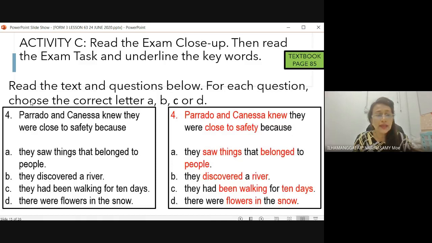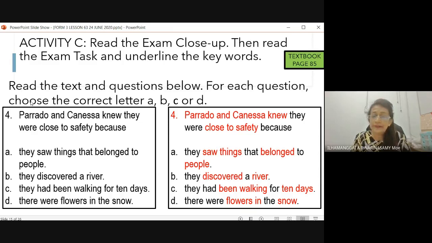I already underlined the keywords for you. Parado and Kanisa knew they were close to safety. The options are: A, saw things that belong to people; B, discovered a river; C, been walking 10 days; and D, flowers in snow. So how do they know that they are close to safety? These are the four options.